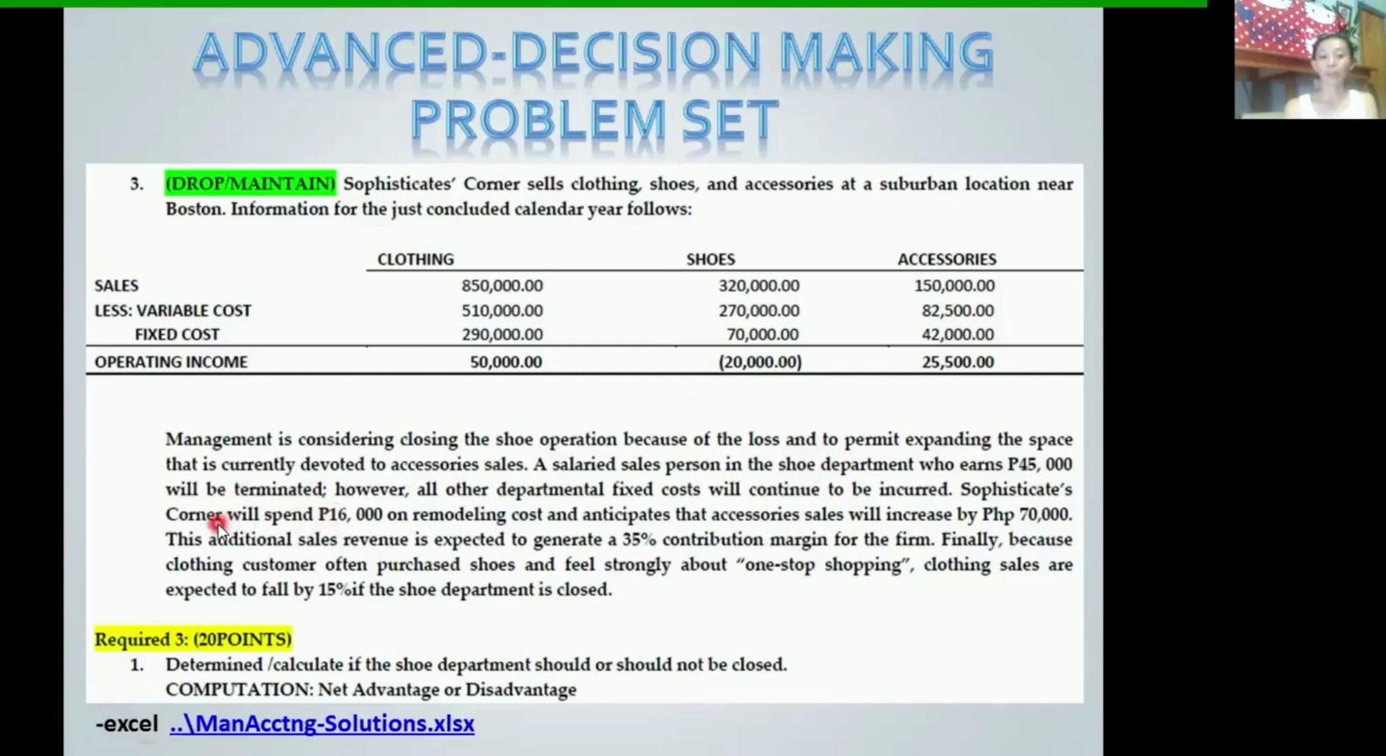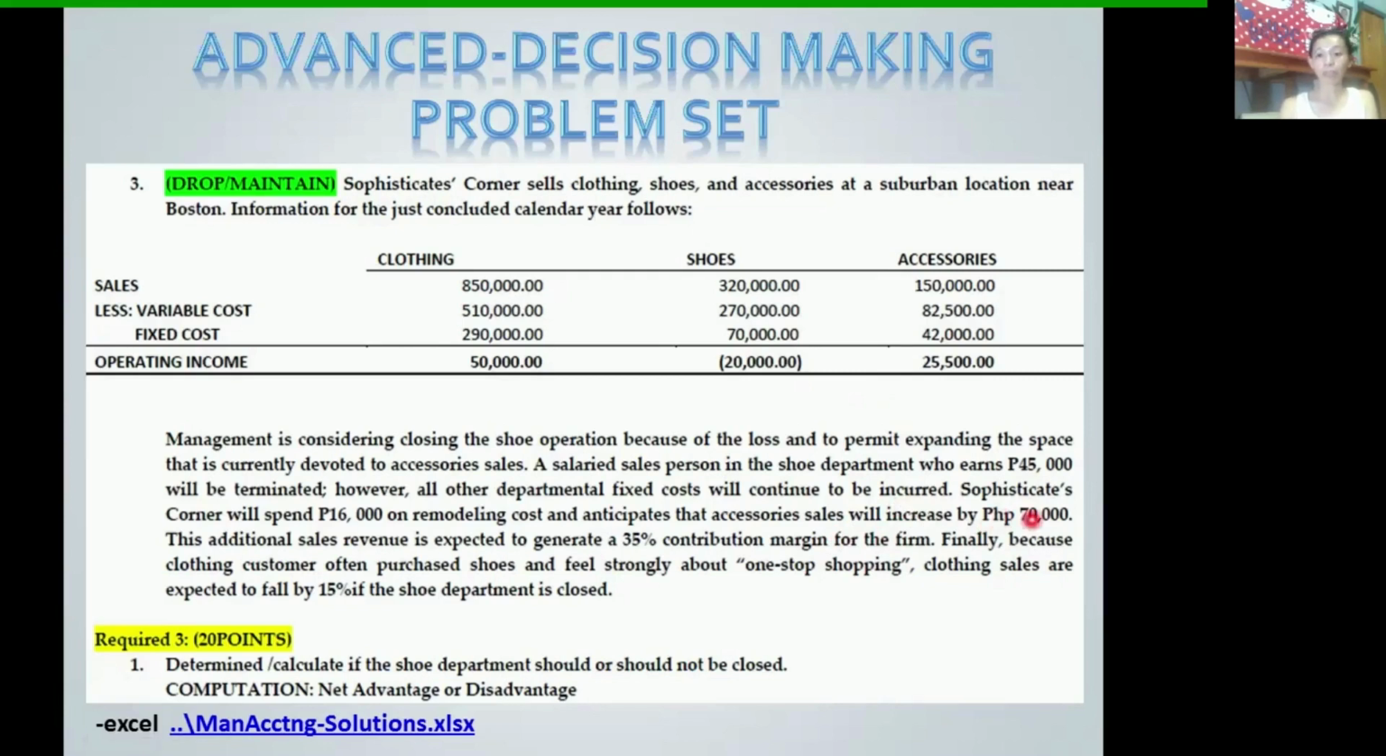That salary will be terminated, so that is an avoidable cost. However, all other departmental fixed costs will continue to be incurred. That means the fixed cost is 70,000 will be staying, and the variable cost is 270,000. The fixed cost is 70,000 and avoidable is 45,000. So the remaining 25,000 will stay and will still be there.